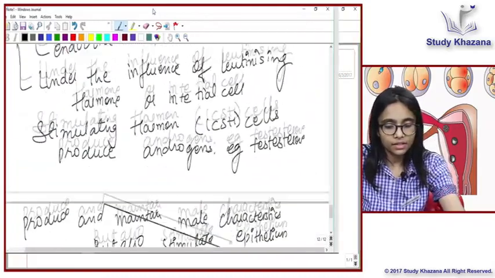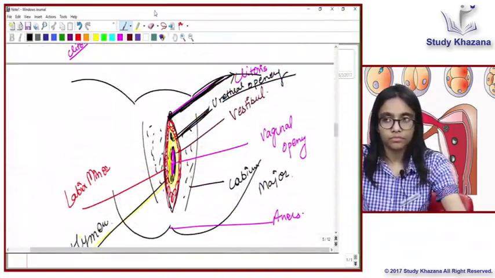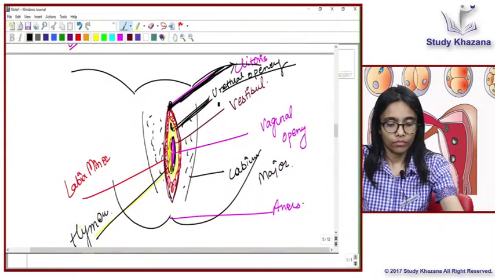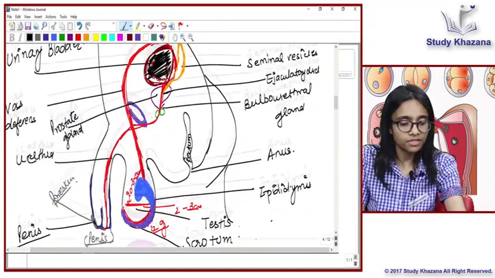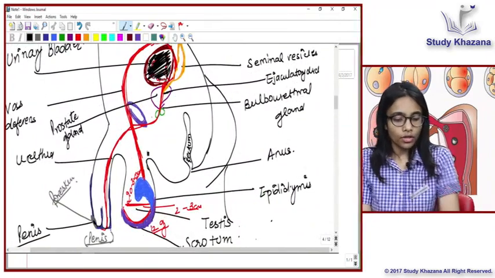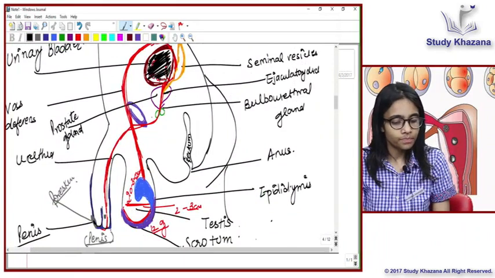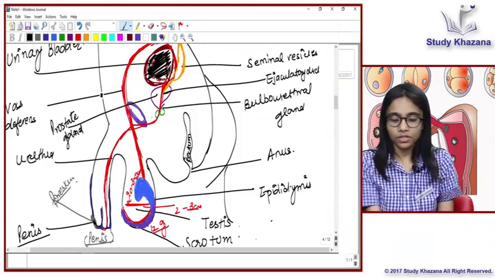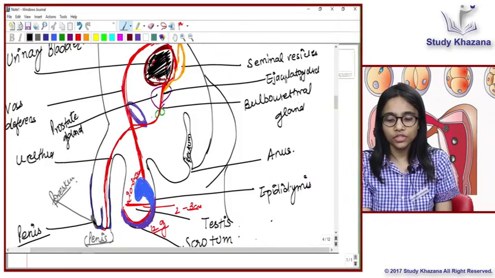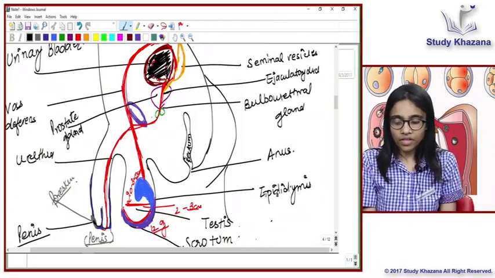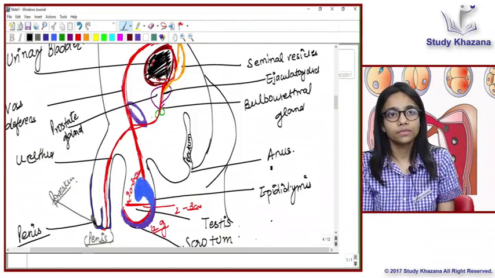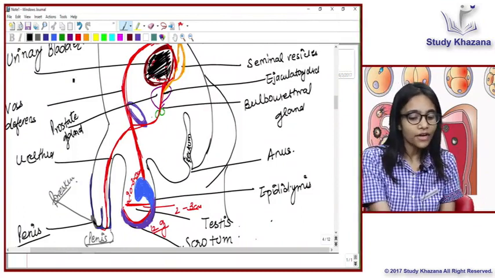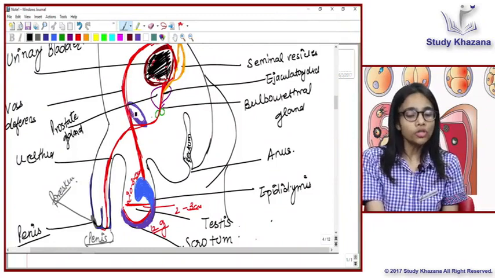So let's review what we have studied, students. We started with the male reproductive system. Look, I move with my pointer. This is the penis. This is the scrotum. This is the urinary bladder. This is the vas deferens. This is the bulbourethral gland. This is the ejaculatory duct. This is the seminal vesicle. This is the epididymis. This is the anus. Right? So we have the seminal vesicle, ejaculatory duct, bulbourethral gland, and after that the urinary bladder.